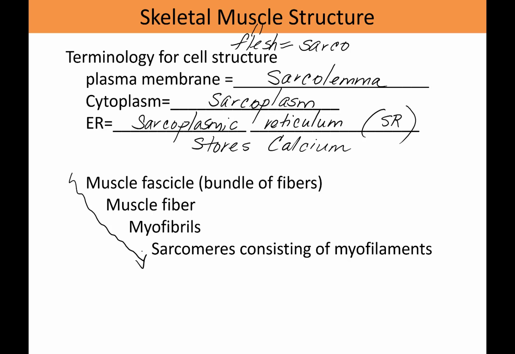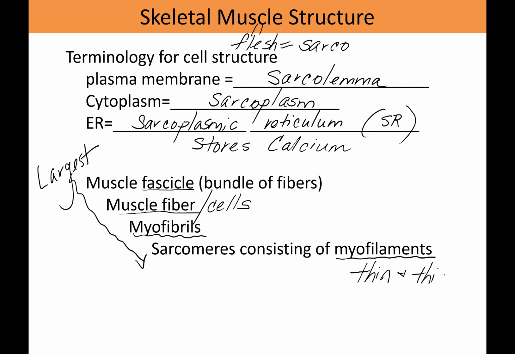Here we're listing, going from a big bunch of fibers. This is the largest thing on this list. We call the bundle of fibers a fascicle. If we pluck out one of those muscle fibers or muscle cells, we're getting smaller yet. Each muscle cell is made up of something called myofibrils. And lastly, on the myofibril, we'll see some little striations, and that's because it's made of something called myofilaments. There are thin and thick myofilaments that make up these myofibrils. So know this order. Practice it from either smallest to largest or largest to smallest.